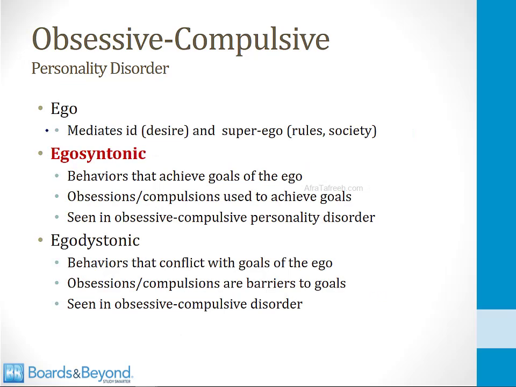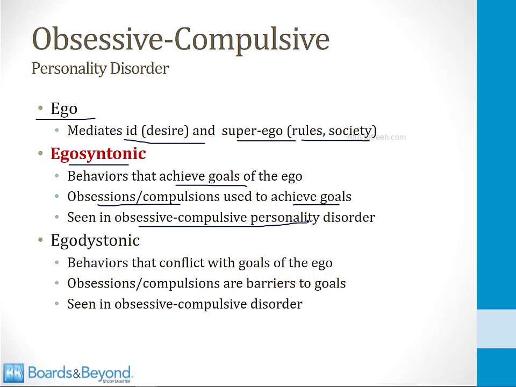Another way to look at this, and a way that is sometimes used in textbooks, is to look at it in terms of the ego. Remember that your ego mediates between your id, which is your desire, and the superego, which are rules in society. Behaviors that are ego-syntonic are behaviors that achieve goals of the ego. So, for example, if a person has obsessions and compulsions that are used to achieve their goals, this is called ego-syntonic. And this is what is seen in obsessive compulsive personality disorder. In contrast, ego-dystonic behaviors are behaviors that conflict with the goals of the ego. This is when obsessions or compulsions are barriers to goals, and this is what's seen in obsessive compulsive disorder.